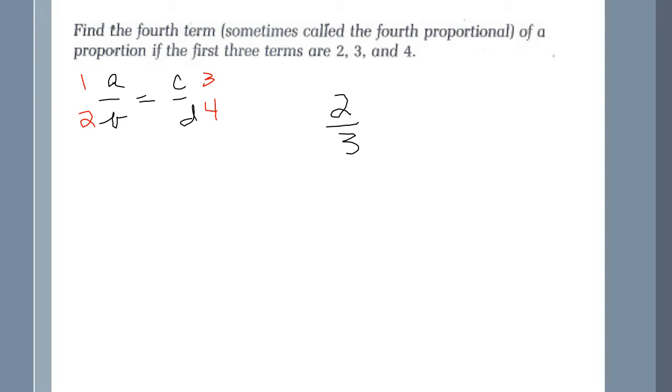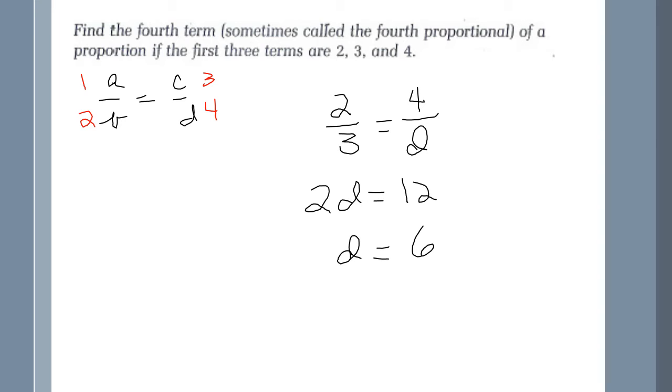So if we're looking for the fourth term of a proportion, we're going to end up with 2 over 3 equals 4 over, and I'm going to use the letter D here. So now we can go ahead and simply cross multiply and solve for D. So 2D is equal to 12. Therefore, D is equal to 6. So the fourth proportional, or the fourth term of a proportion, in this case is 6. So your answer is 6.